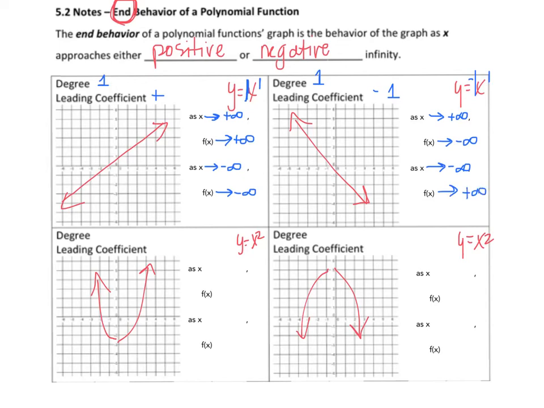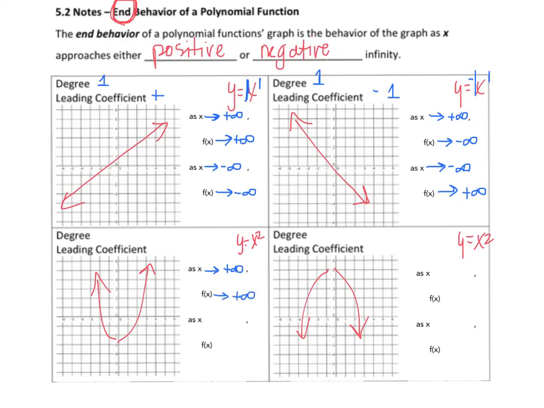Now let's look at the quadratic. The quadratic is interesting because both the ends are doing the same thing, right? As my x is getting bigger, my quadratic is approaching positive infinity. As x is getting smaller, my quadratic is also approaching positive infinity. So as x approaches positive infinity, my function is approaching positive infinity.